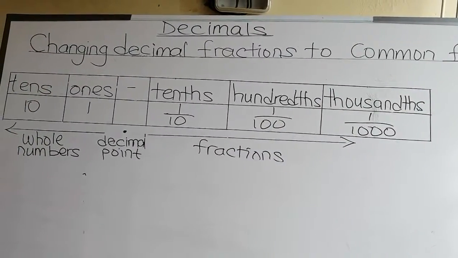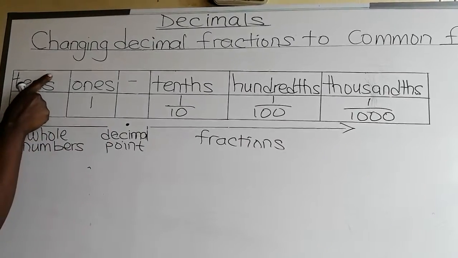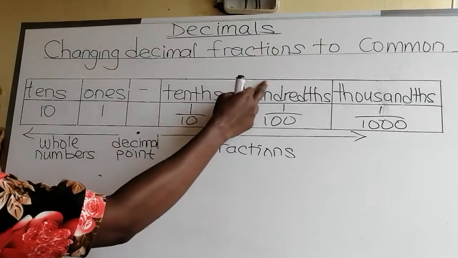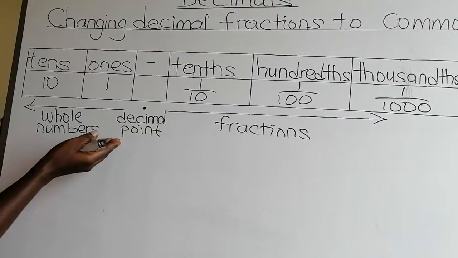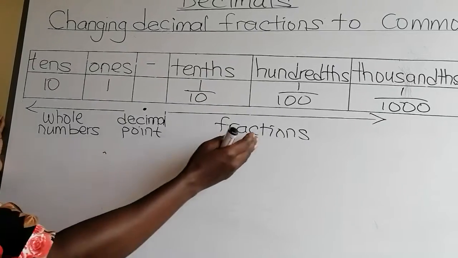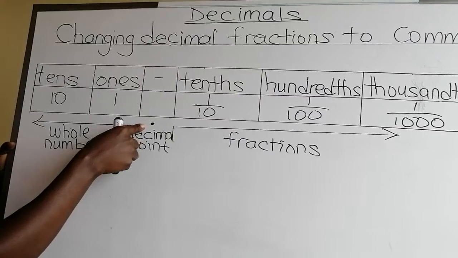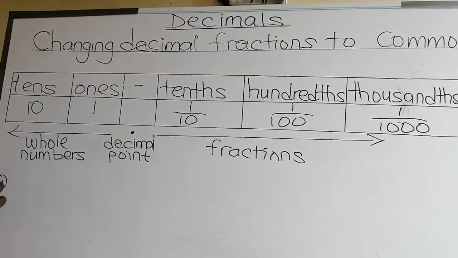Let's quickly do a revision with our table here. From the table we have tens and ones, and then we move on to tens, hundreds, thousands, and it continues. So the whole numbers continue to the left side, the fractions to the right side, and they are separated by the decimal point. Let's look at some examples here.